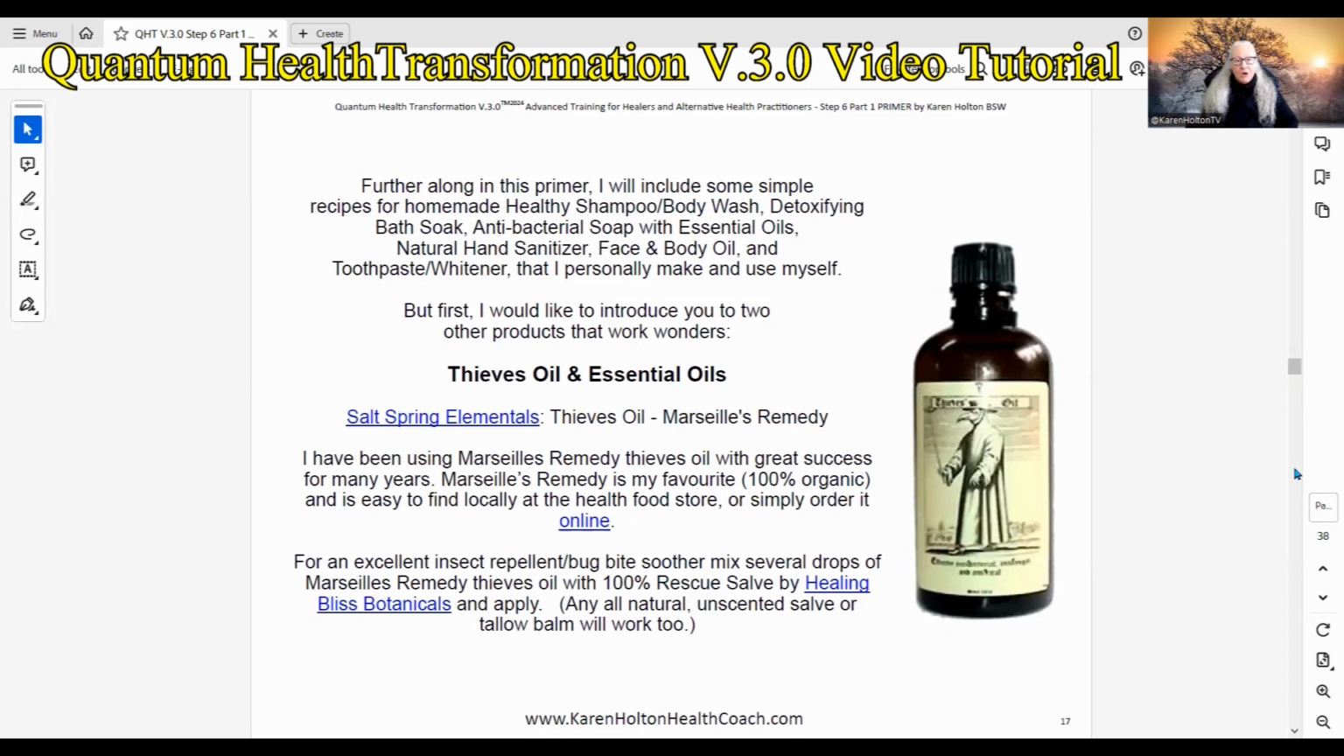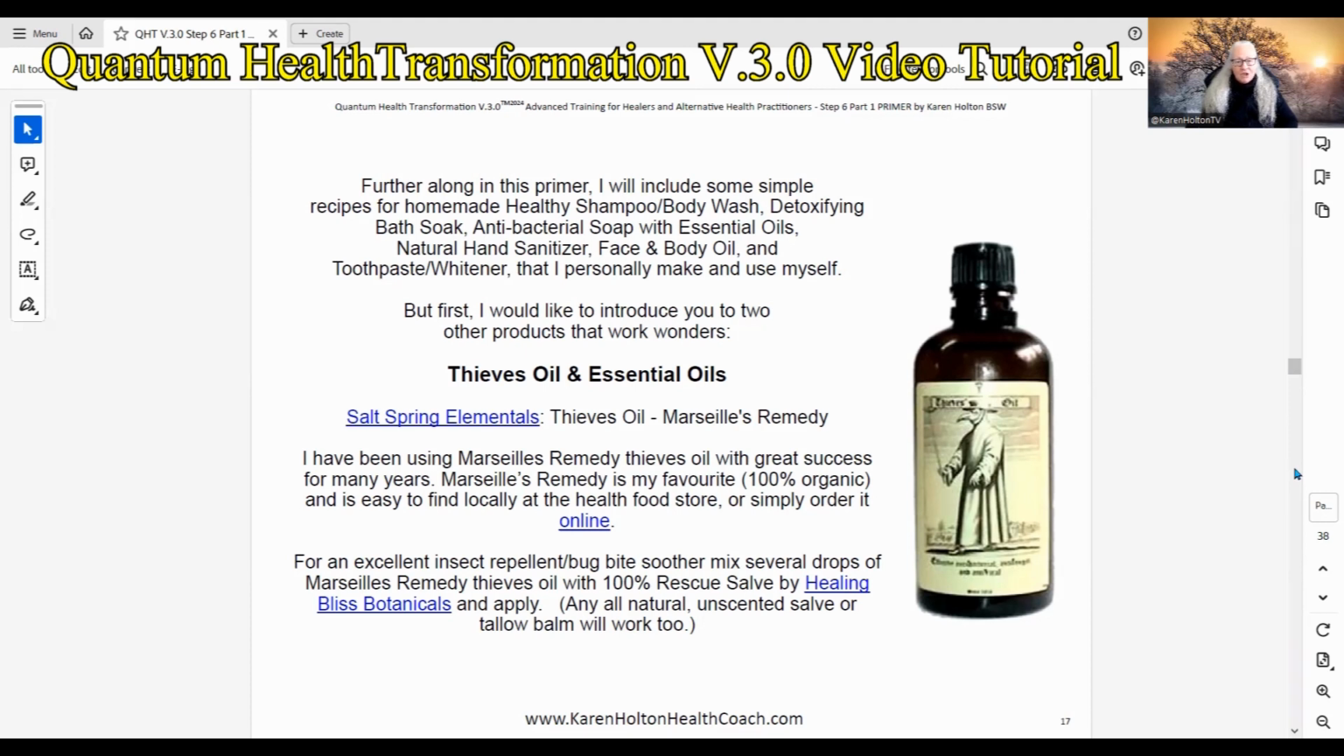Further along in this primer, I will include some simple recipes for homemade healthy shampoo, body wash, detoxifying bath soak, antibacterial soap with essential oils, natural hand sanitizer, face and body oil, and toothpaste whitener that I personally make and use myself. But first, I'd like to introduce you to two other products that work wonders: thieves oil and essential oils. And I have the link here for Salt Spring Elementals.